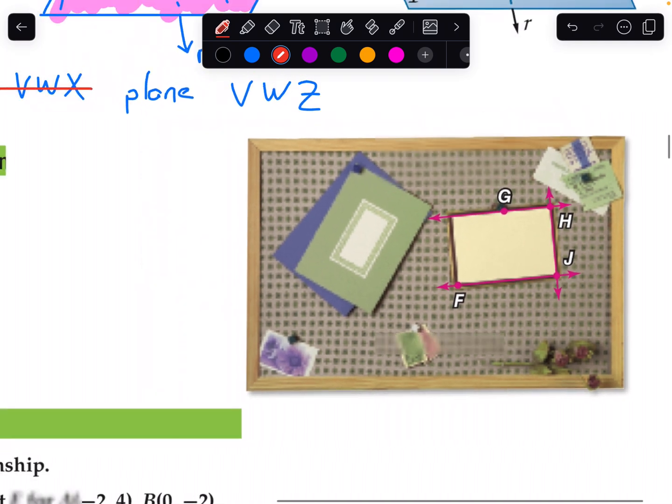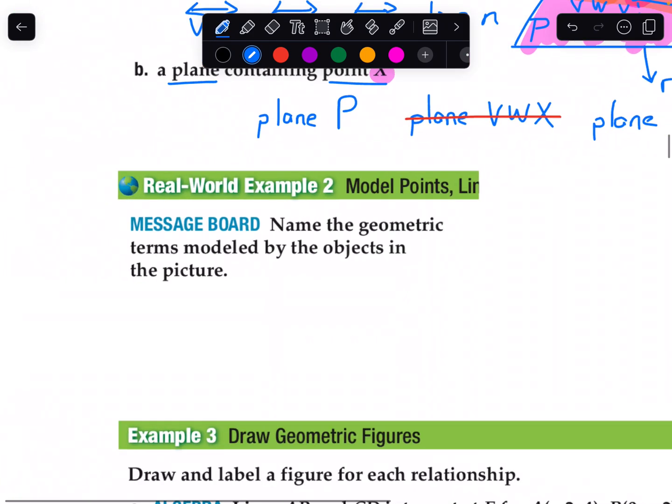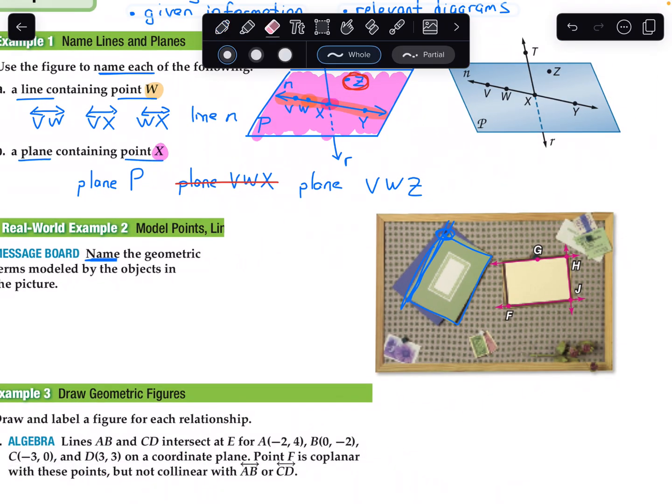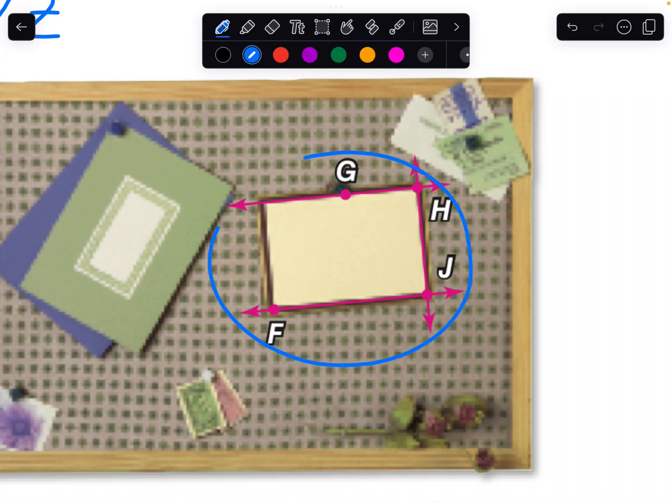Now, we could certainly identify points, lines, and planes from this board very easily. For example, we have a point here represented by the push pin. You could talk about the line that is the edge of this card, or maybe the plane that is the whole piece of paper. But we are specifically told to name the geometric terms. So we need to use these ones over here because there are letters that we can use to actually name them.